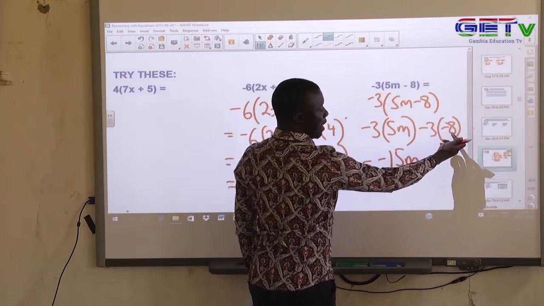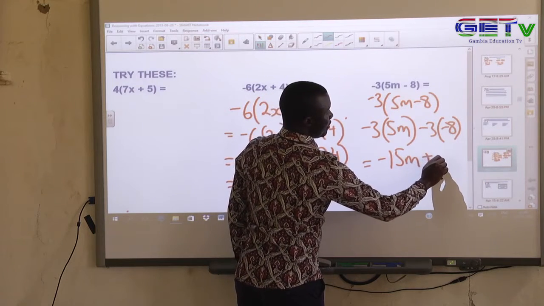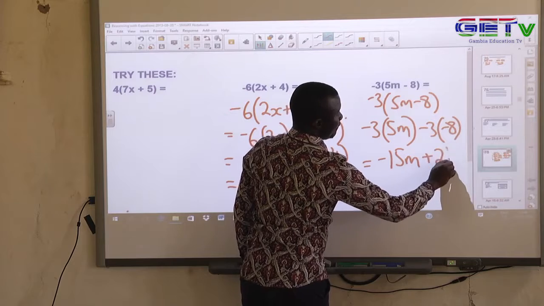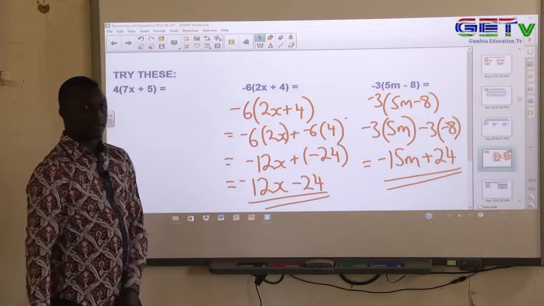A negative multiplied by a negative obviously is positive, so we have positive 24. So this becomes our final answer.